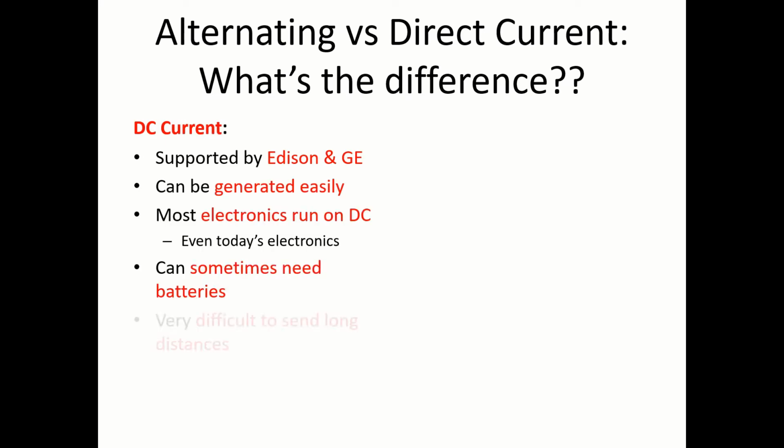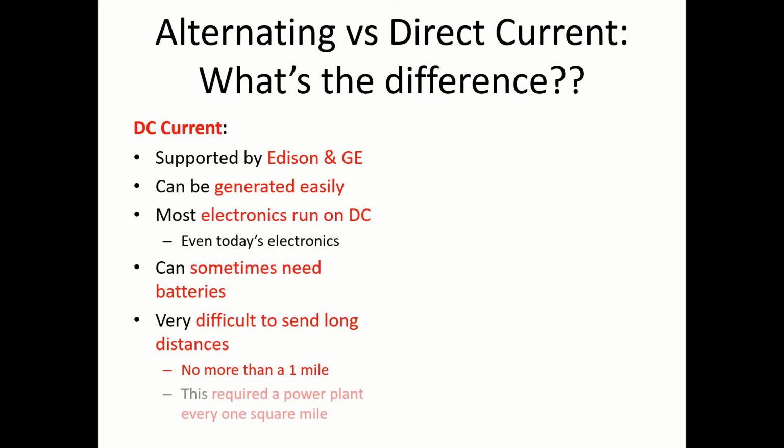Direct current is really easy to make. Nine times out of ten, if you're using an electronic like your laptop, your cell phone, whatever it is you're using to view this video on, if it runs on a battery, it's operating on direct current. Direct current, because that single electron makes the whole trip, is incredibly difficult to send long distances.